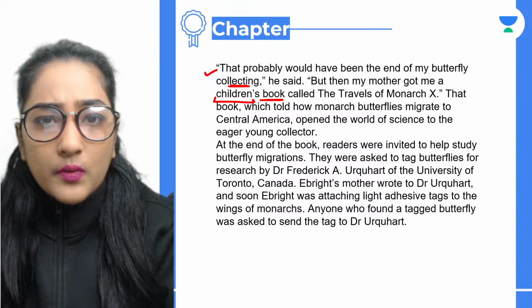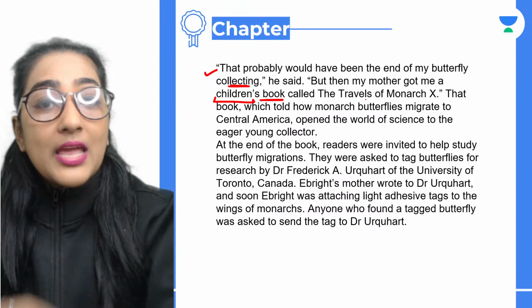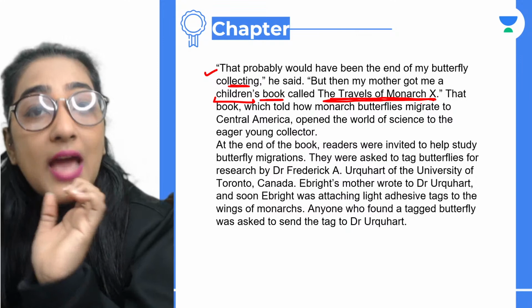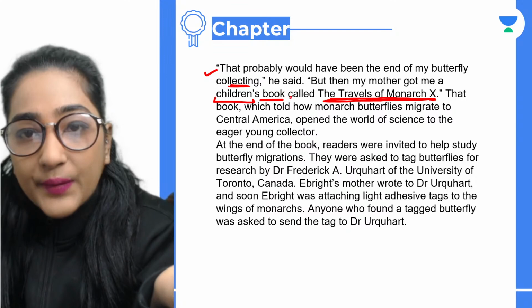So there's this book, okay? And who gave that book to him? His mother. What was that? It was called the travels of monarch 10. Now this is one of the very interesting books that changed his entire life, that made him the scientist.